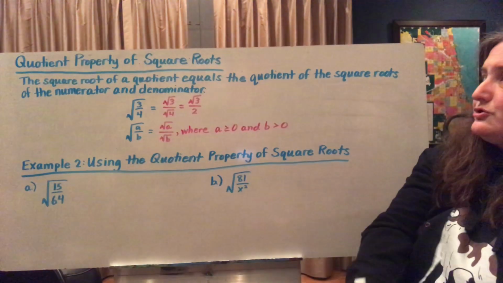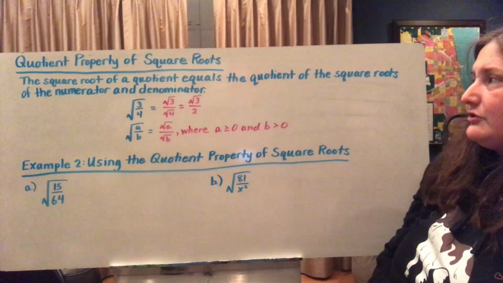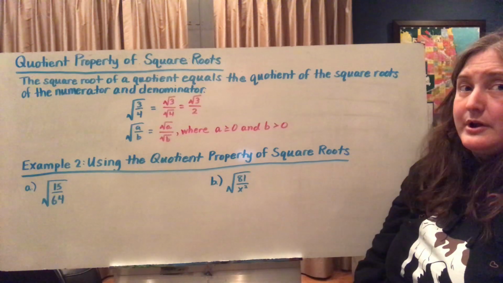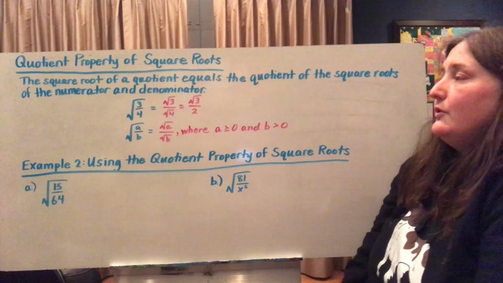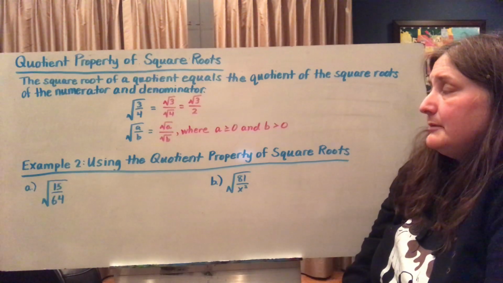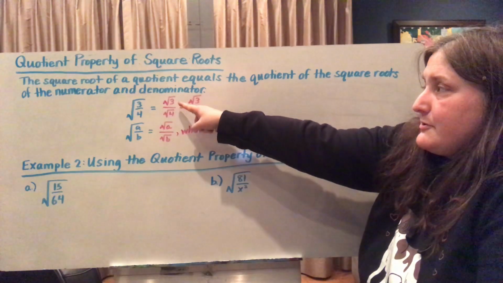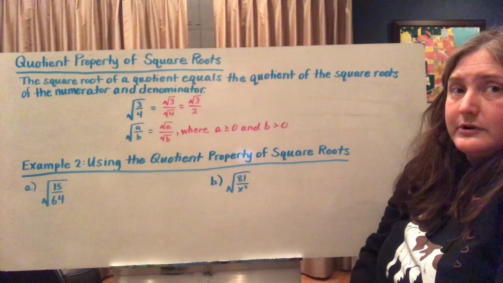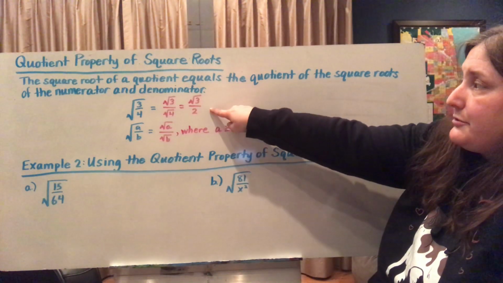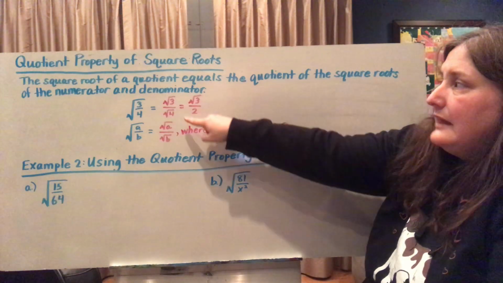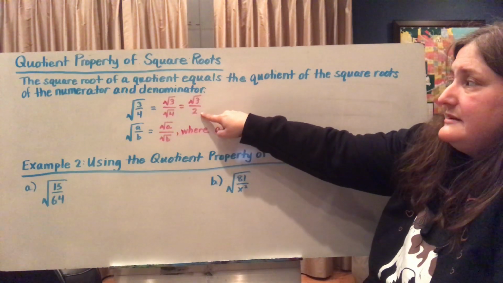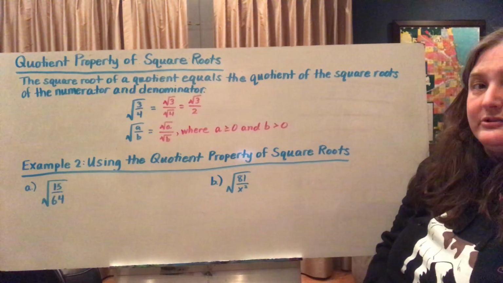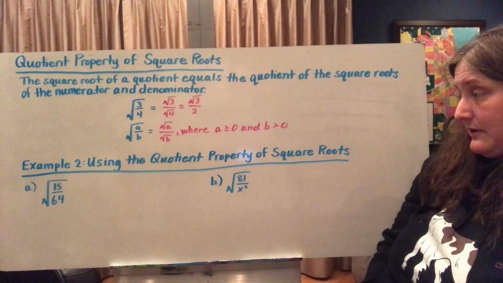I can also look at the quotient property of square roots, which says that the square root of a quotient equals the quotient of the square roots of your numerator and your denominator. So the square root of 3/4 can become the square root of 3 in my numerator over the square root of 4 in my denominator. Since square root of 4 is a perfect square, I get square root 3 over 2. This is allowable as long as the denominator is not part of any radical expression. And since it's just regular 2, that's okay.